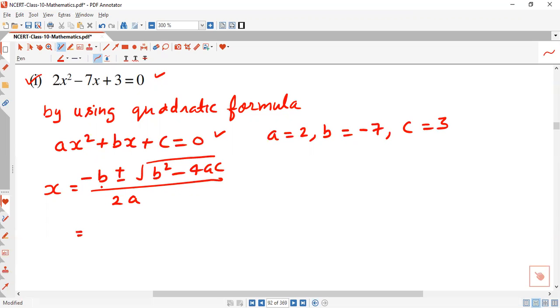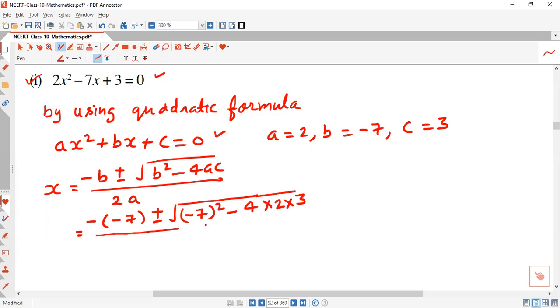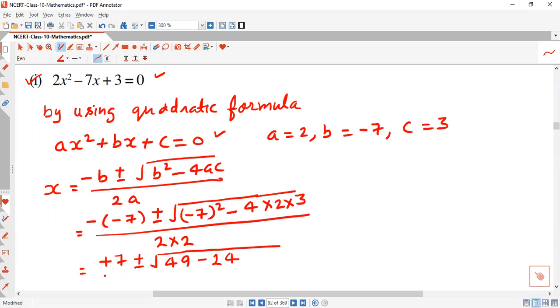Put the values here. b equals −7, so minus b is minus minus 7, plus or minus the square root of b² which is (−7)² minus 4 times a, which is 2, times c, which is 3, upon 2a, that is 2 into 2. Now you see what the value comes out. Minus minus is plus 7, plus or minus the square root of 49 minus 4 times 2 times 3, which is 24, divided by 4.